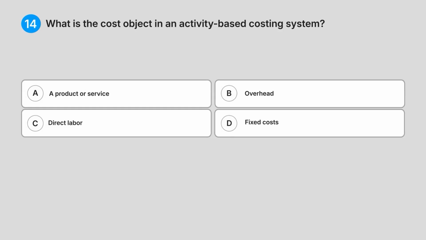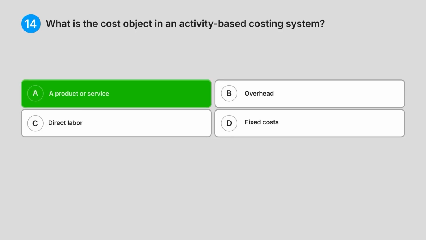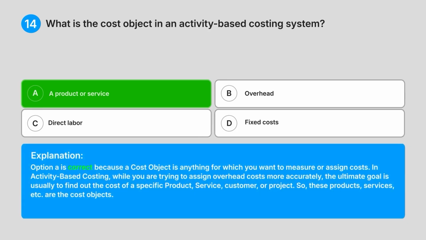Correct answer, A. A product or service. Explanation. Option A is correct because a cost object is anything for which you want to measure or assign costs. In activity-based costing, while you are trying to assign overhead costs more accurately, the ultimate goal is usually to find out the cost of a specific product, service, customer, or project. So these products, services, etc. are the cost objects.